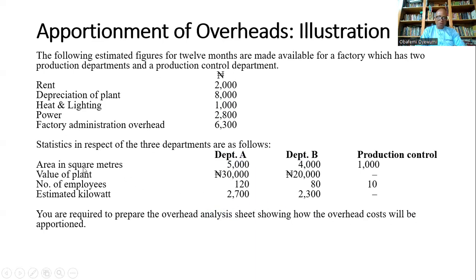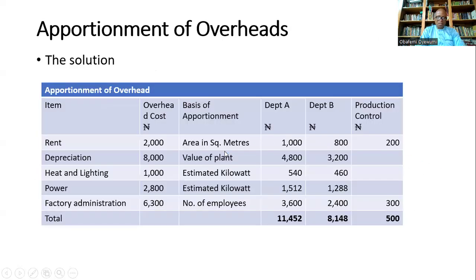So let's look at the different ways to go about it. Okay, so let's go to the next slide. All right, so this is the solution. Now we have rent, depreciation, heat and lighting, power, factory administration. And then you look at the overhead cost listed there in the second column. We have all the different overhead costs listed there: 2,000, 8,000, 1,000, 2,008, 6,003. Okay, that's what we have.